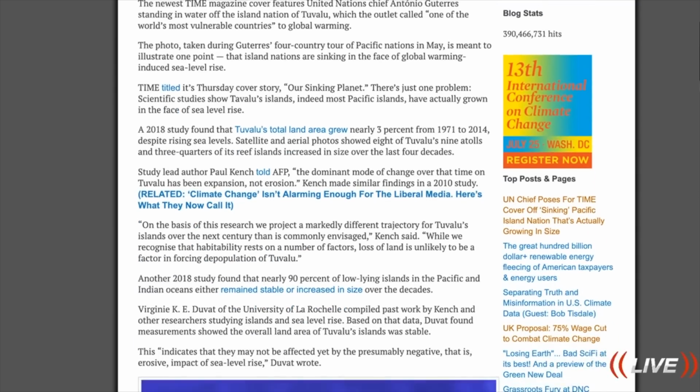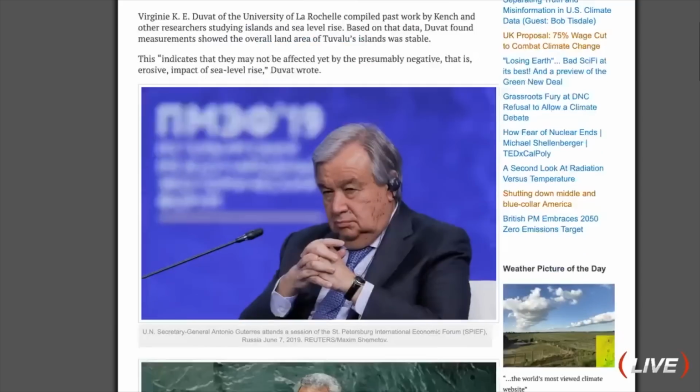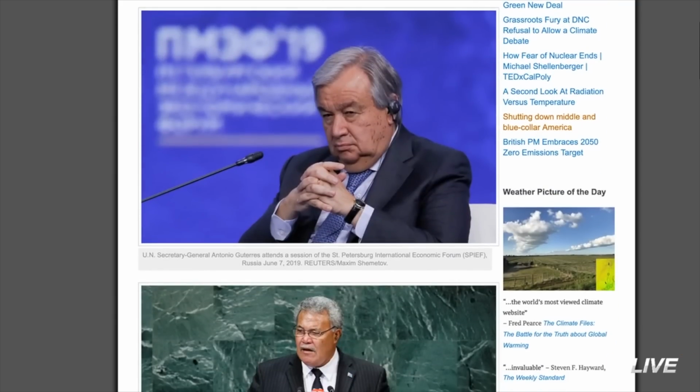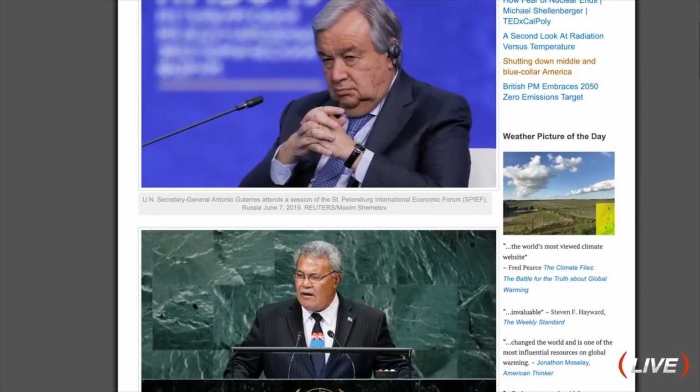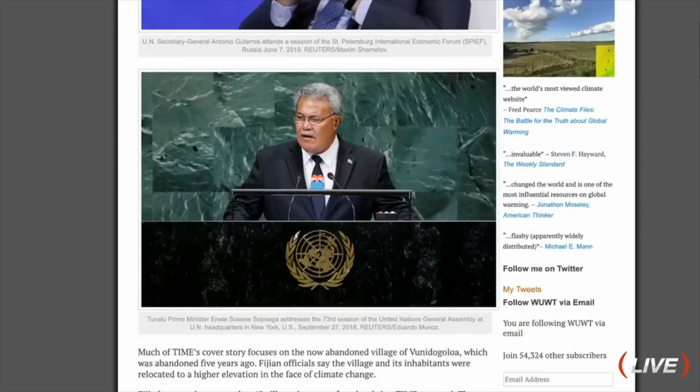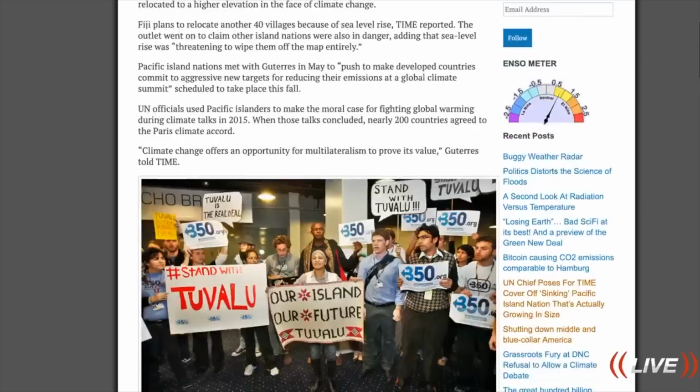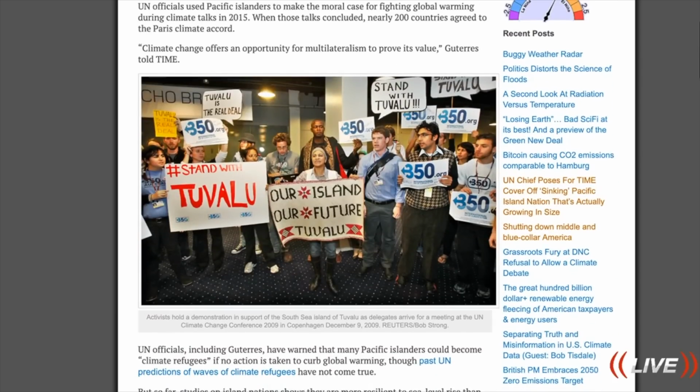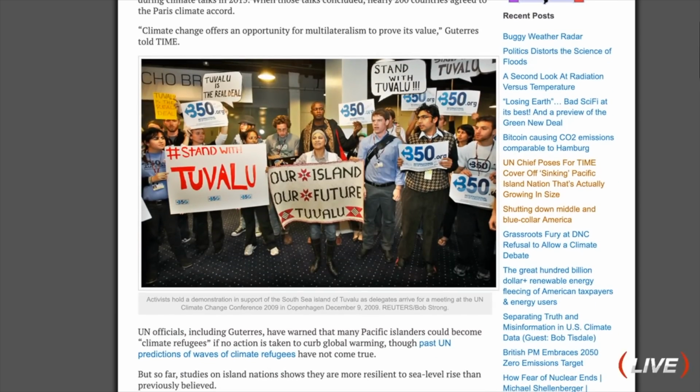So Time magazine is jumping on the smear campaign of the lies of rising sea levels taking out Pacific islands and other areas as well. This alarmist. Now, by the way, scientists have proven that there has actually been growth on this chain of islands. Time magazine also makes a mention that Fiji's islands are going to have to be moved as well. I also saw an article, though, thankfully, someone's reporting the truth.